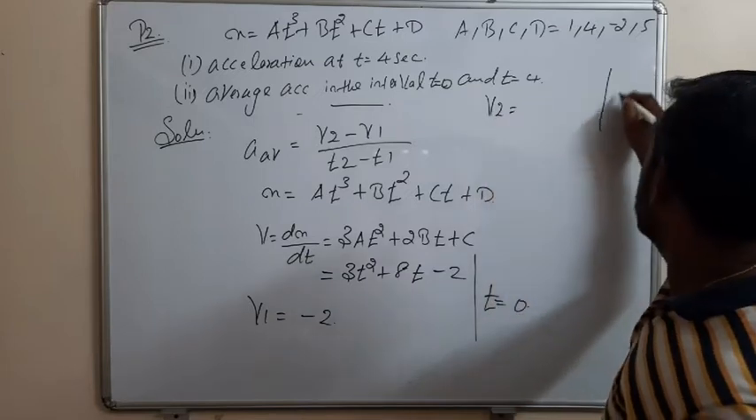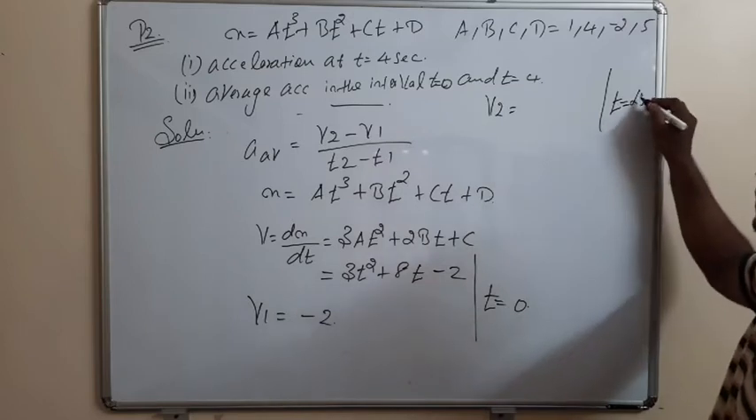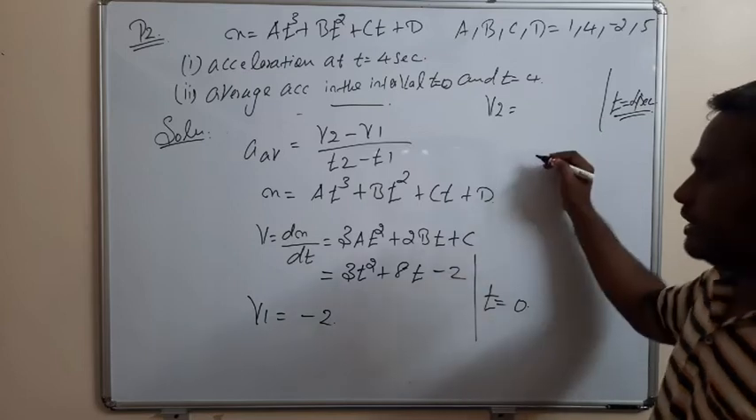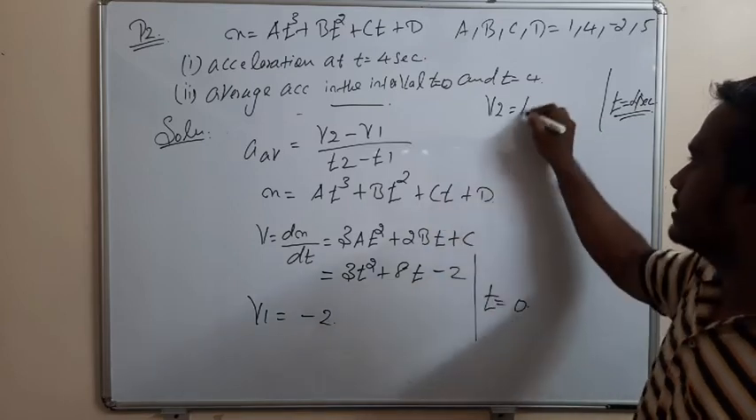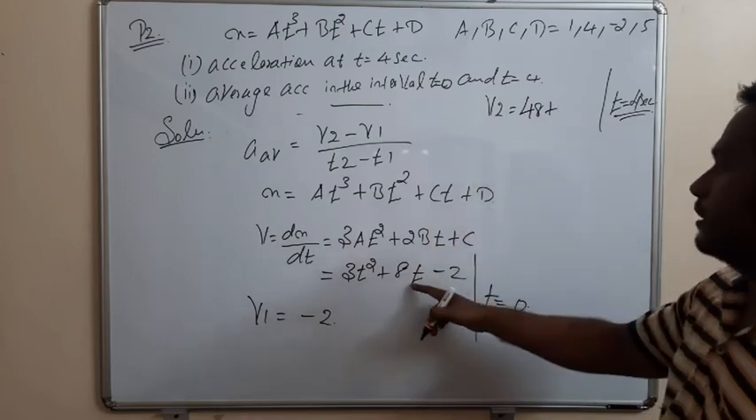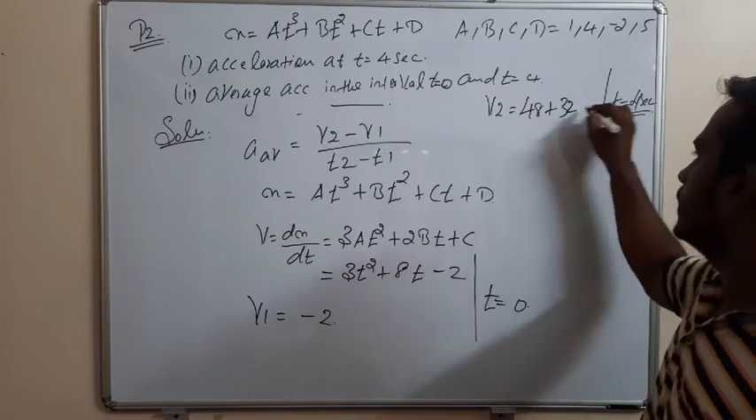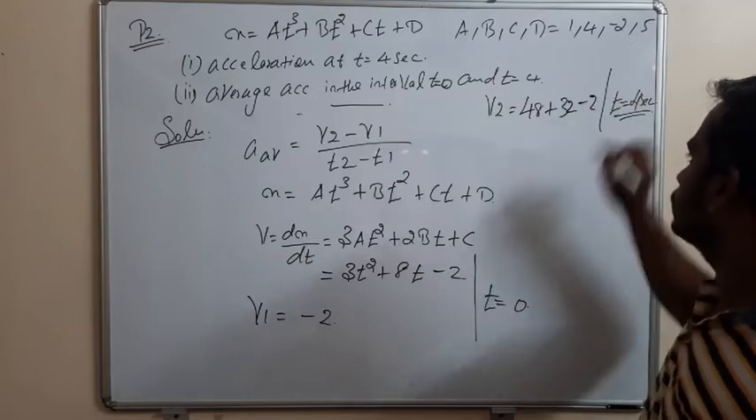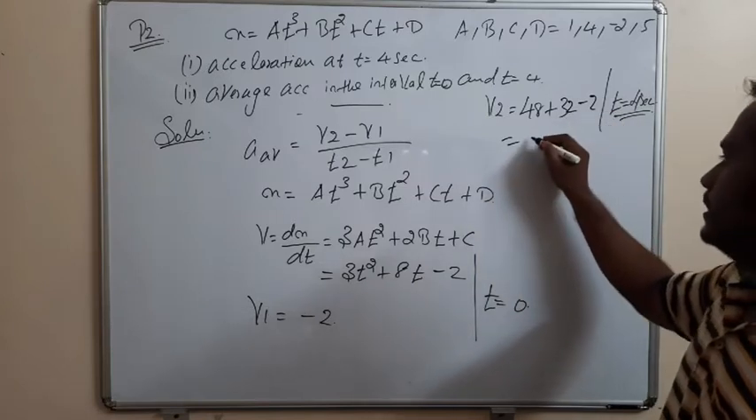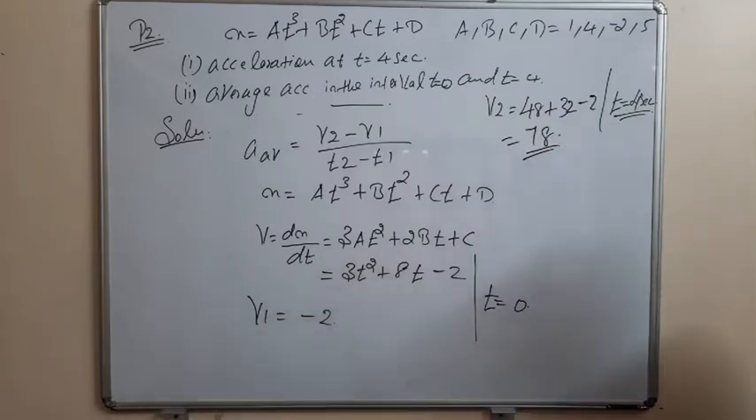Then v2, at the time t = 4 seconds. So 16 into 3, that is 48, plus 8 fours are 32, minus 2. So 48 plus 32 minus 2, that is equal to 78. v2 is equal to 78.